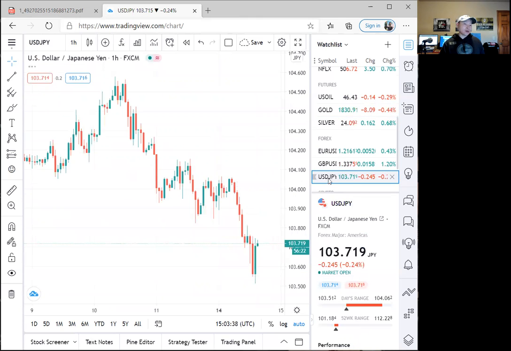But let's go back to USDJPY, because I love this pair a lot, and this is one of the best pairs to scalp and stack and swing and make the most amount of money when there's reversals on this pair.